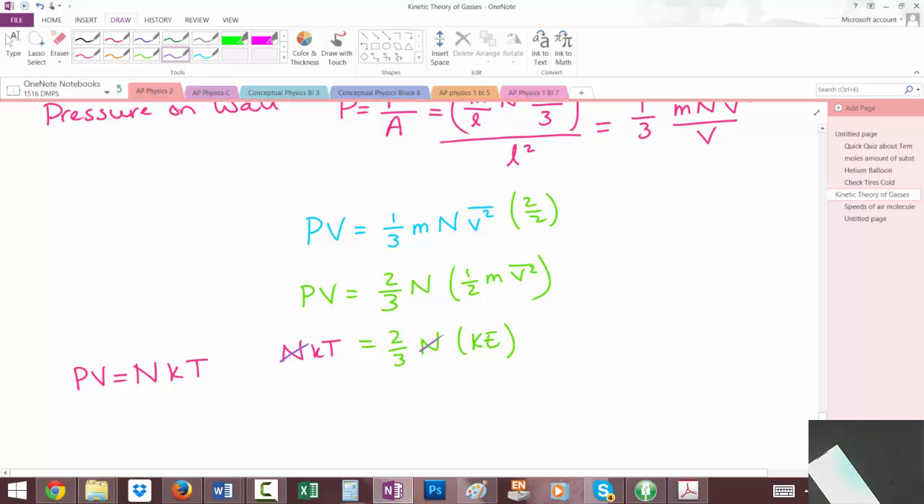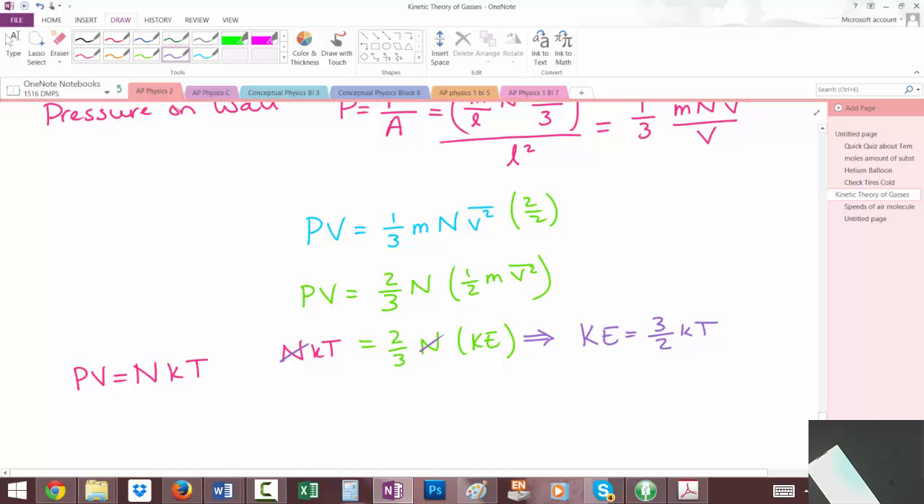So we can relate now the kinetic energy of the gas directly to the temperature. So this is really 3/2. Oops, there's no N in there, sorry. 3/2 kT.